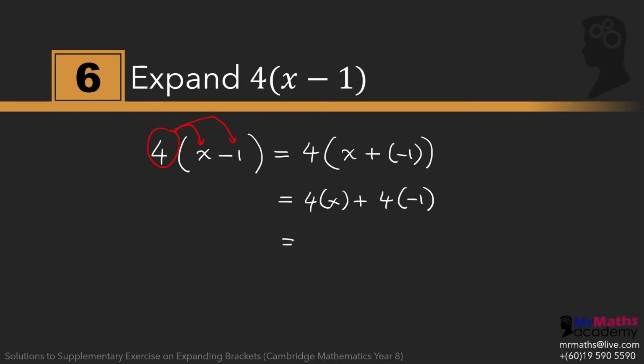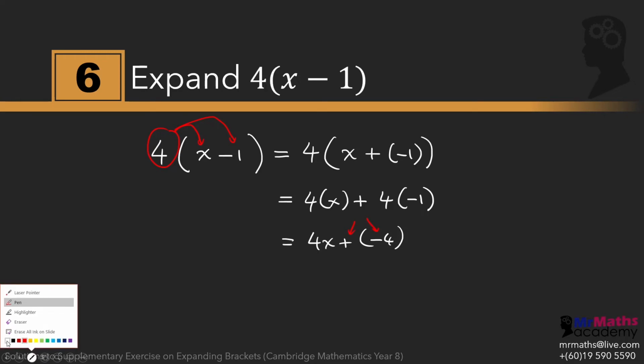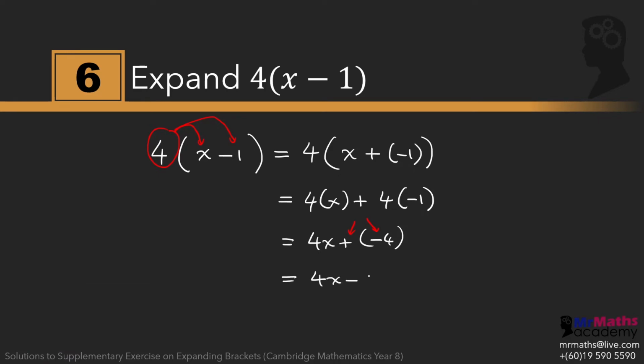So multiply them, open the bracket, that becomes 4x plus minus 4. And again, we have plus meeting a minus. So the result is going to be a negative number. That is going to be 4x minus 4. And this is the final answer.